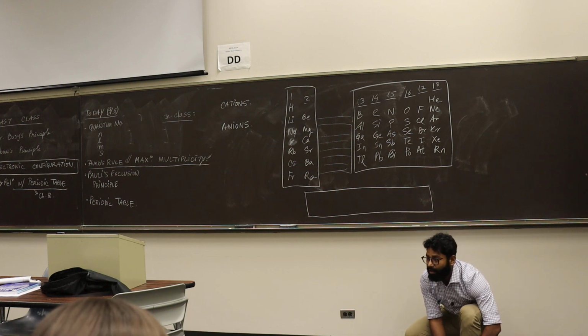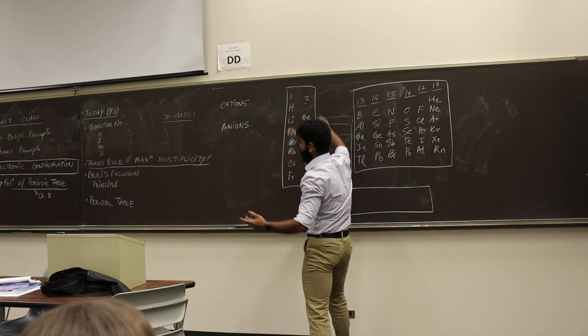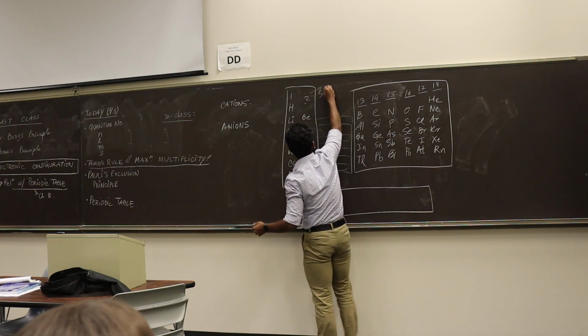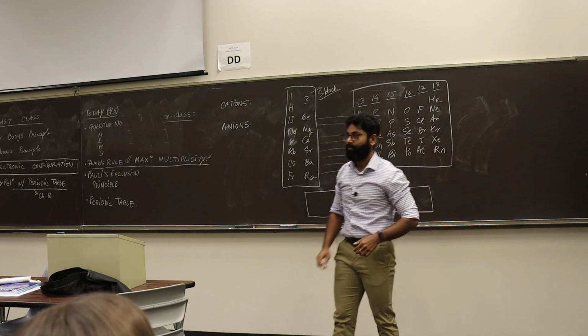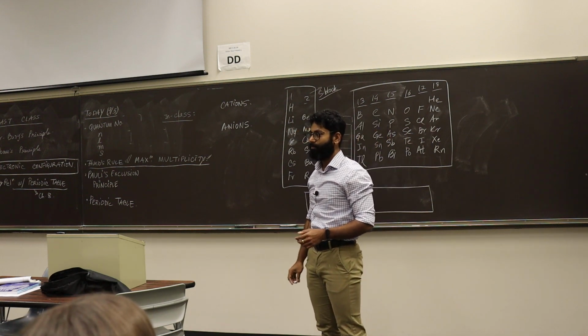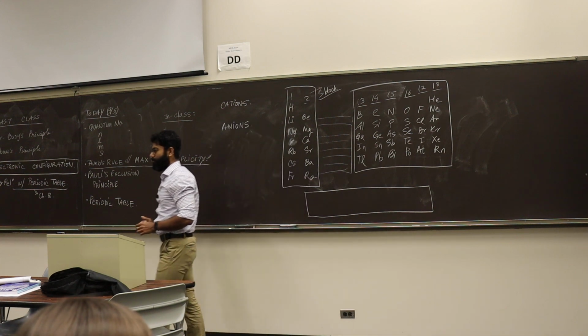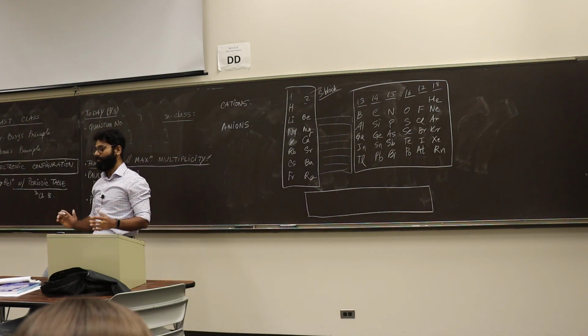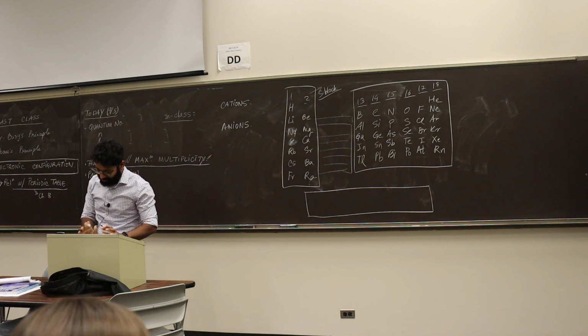What is S block? 1 and 2. Why? Yeah, you're right. This is S block. It's the one that it has the. It's okay to take a guess. It's okay to be wrong. I am wrong all the time.